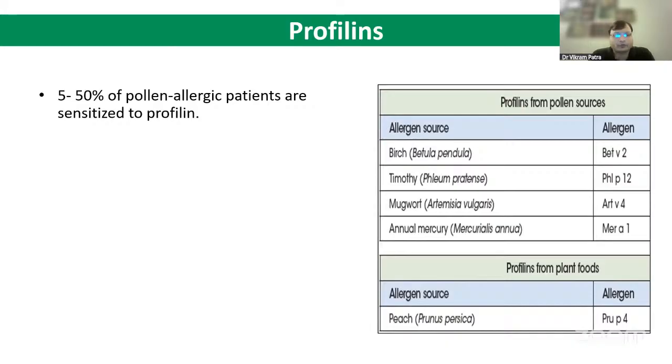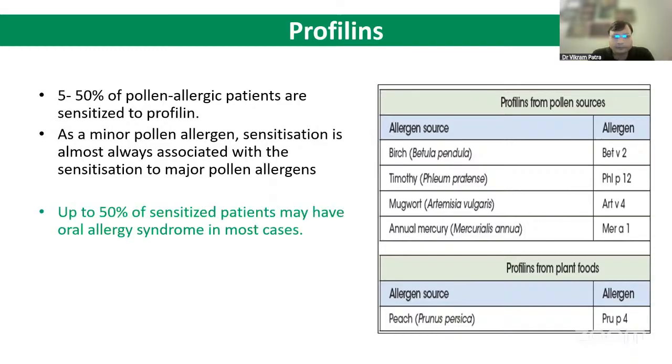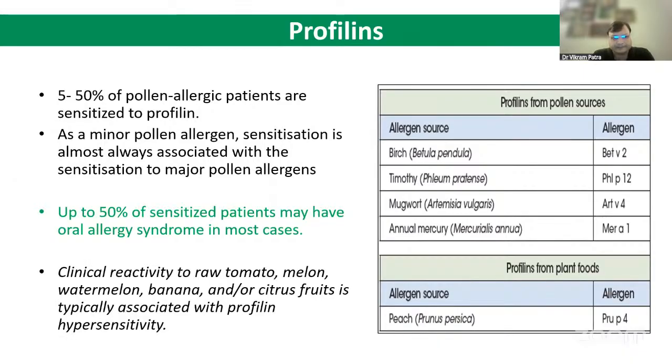Profilins: 5 to 50% of pollen allergic patients are sensitized to profilin. Many times when you test various pollens, multiple pollen allergens come positive on skin prick test, and profilins are one of the reasons. Up to 50% of sensitized patients may have oral allergy syndrome in most cases. Now, consider clinical reactivity to raw tomato. If a patient comes to you saying that eating raw tomato, watermelon, banana, or citrus fruits gives them oral allergy symptoms, then you should always think of profilin hypersensitivity.